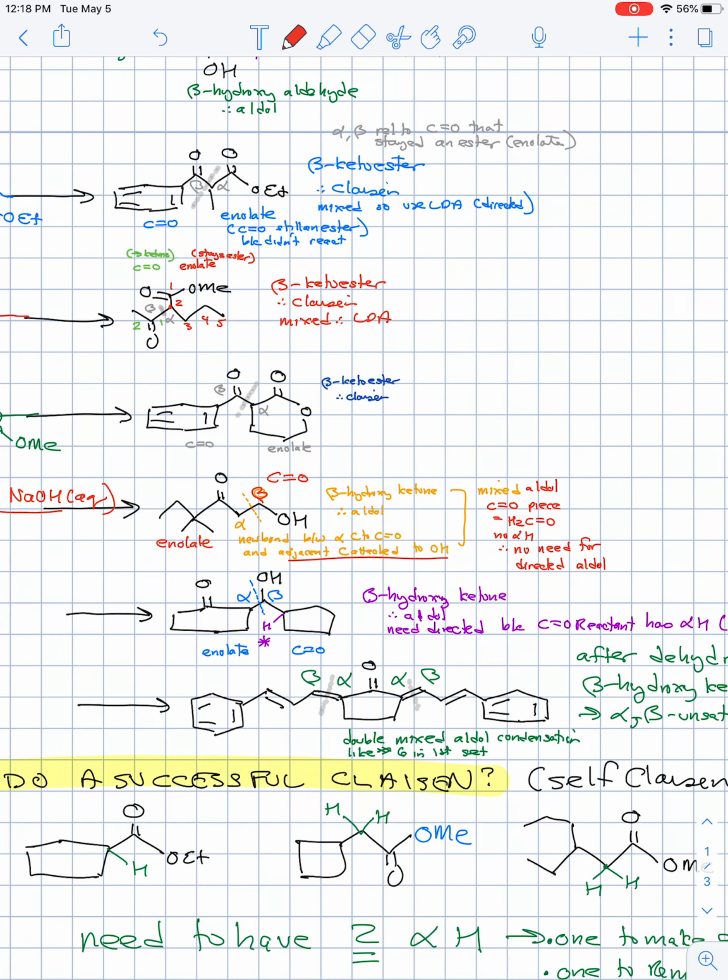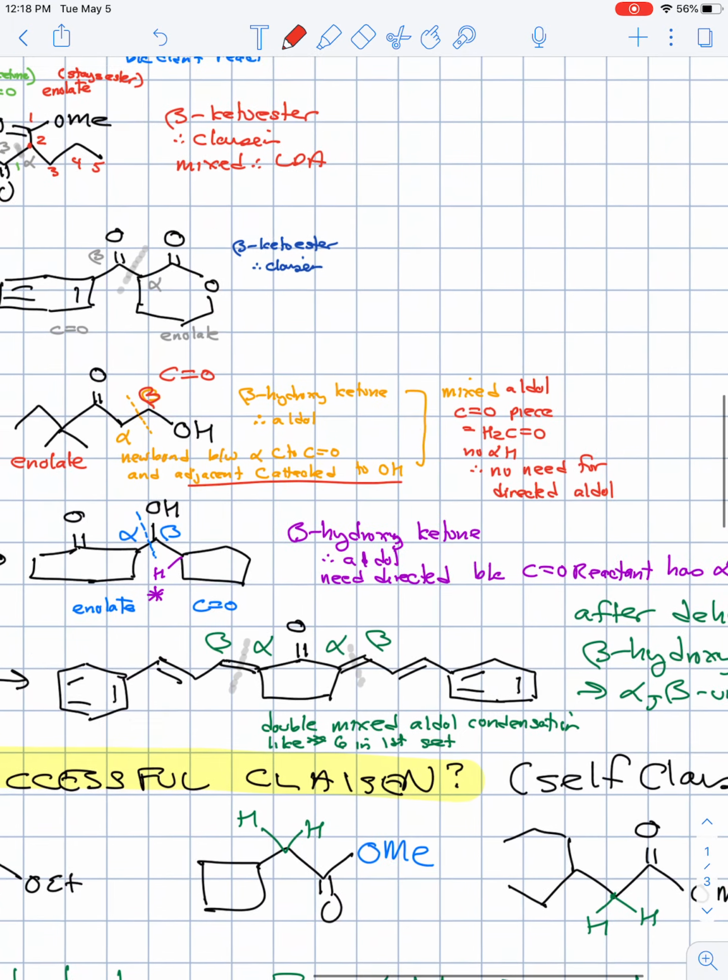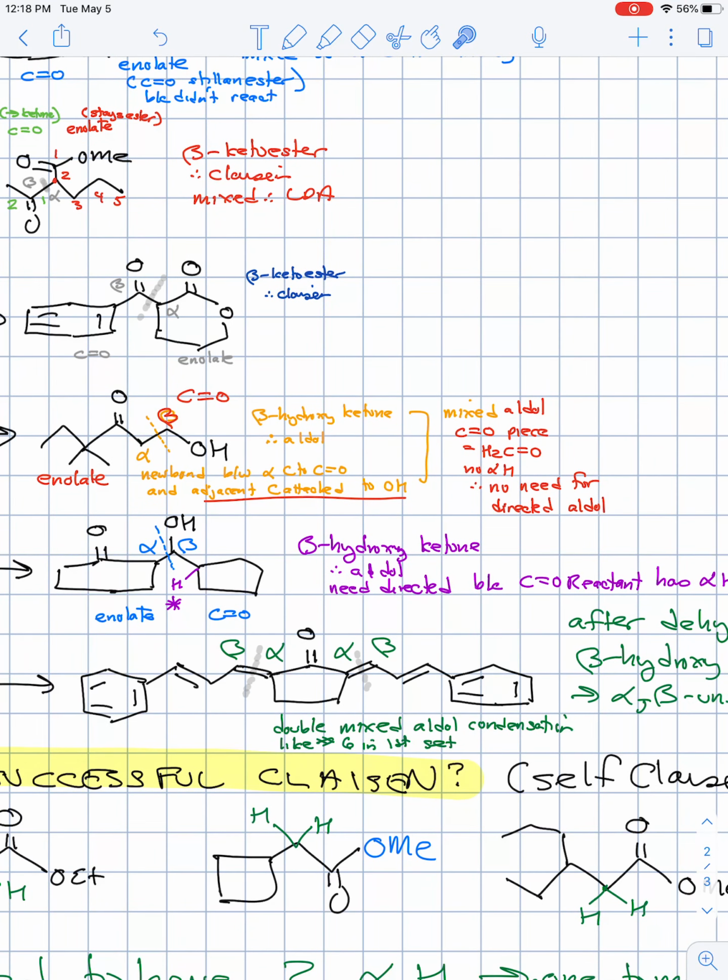Okay, so here we go. We've got a purplish one. We've got a beta hydroxy ketone, so we have an aldol, and we need to use a directed aldol because the part that's reacting as the carbonyl has alpha hydrogens. It even has an alpha hydrogen on the product. Sometimes the alpha hydrogen in the product goes away if you do a dehydration, but if you have an alpha hydrogen in the product, you for sure have one in the reactant.